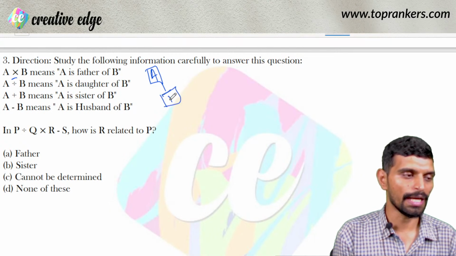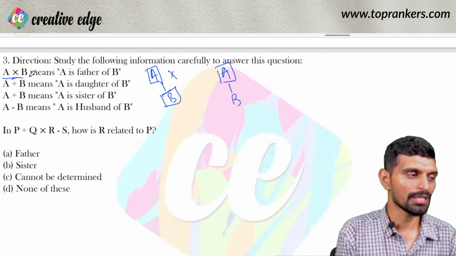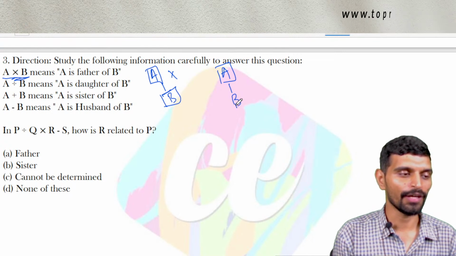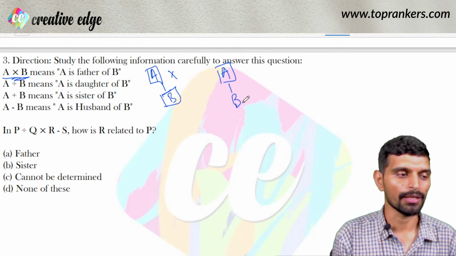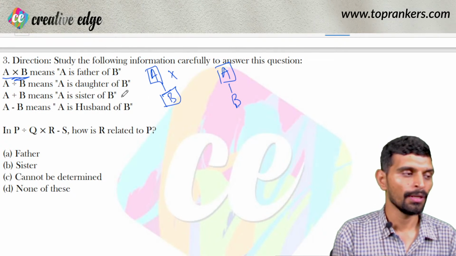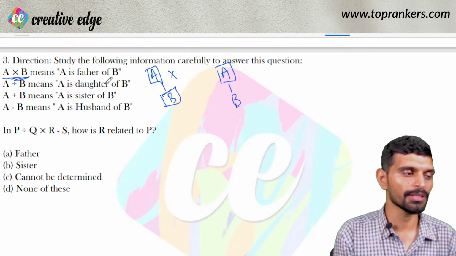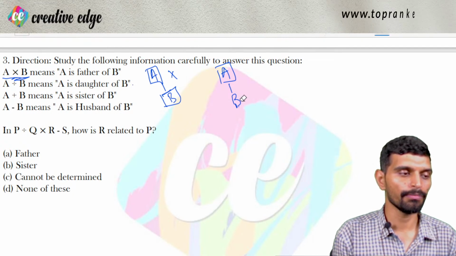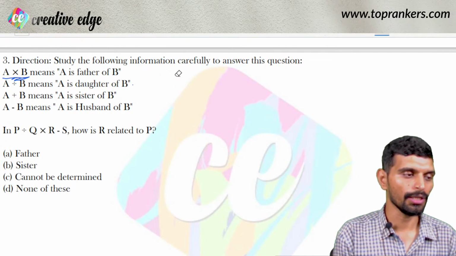So does it mean that B is son? No, it means only that A is father of B. For this particular line, we don't have any information about B, so we cannot conclude the gender of B as of now. Alright, let's see the next part. A divided by B represents A is daughter of B. So the person before the divide sign is daughter, right? And in the same manner you can apply the logic.